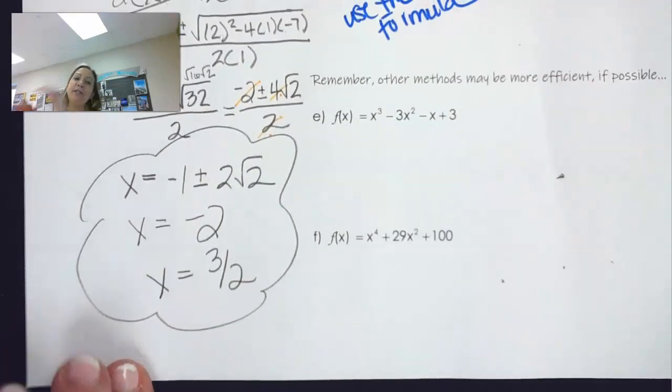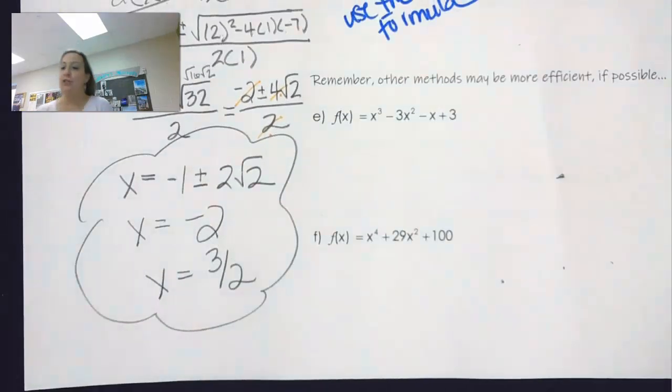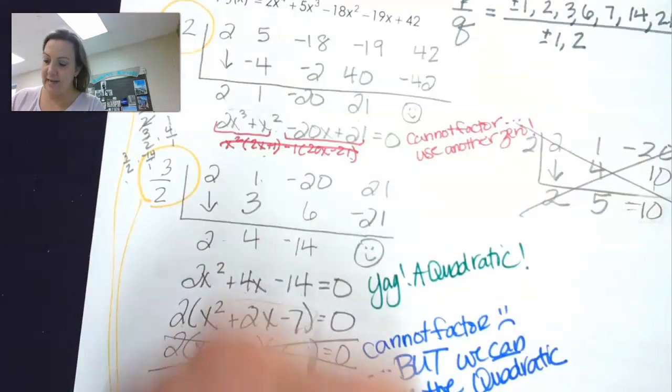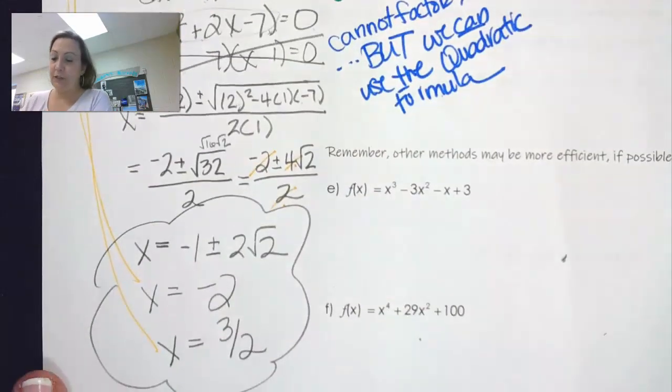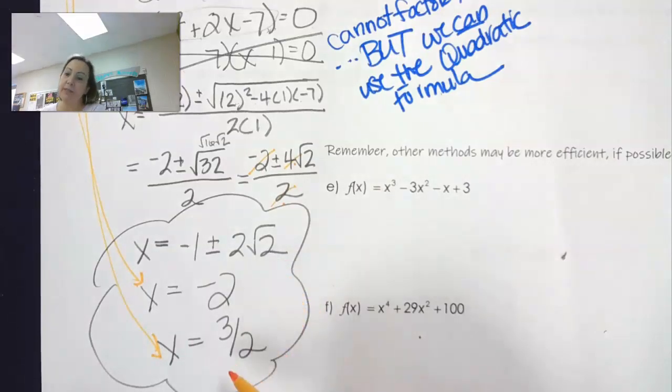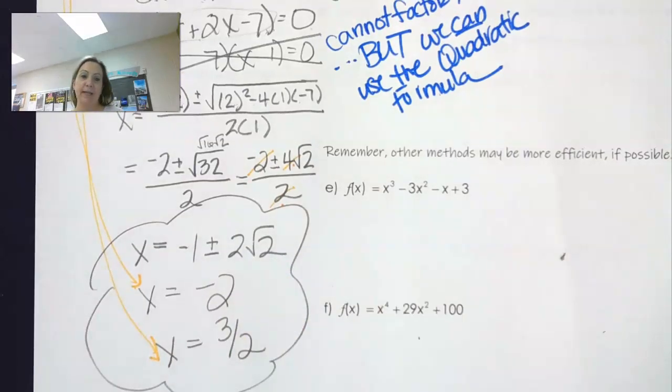Oops, sorry. So those are going to be our solutions. Again, just don't forget when you're listing all the zeros to bring these down as part of your solutions. So these are the ones from the quadratic formula. These are the ones that we got from synthetic division on the calculator.